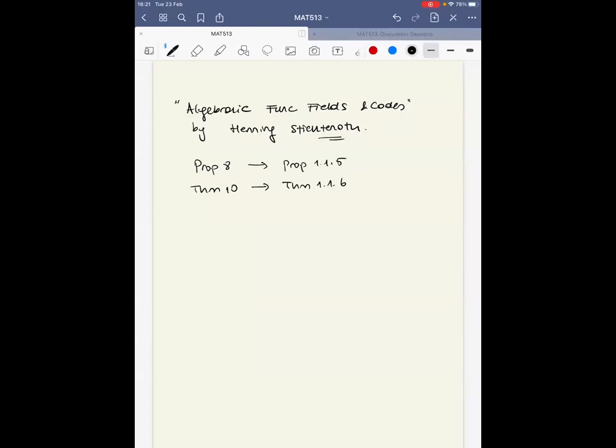Hello again. First, I want to change the enumeration I used before for propositions and theorems in order to be consistent with the enumeration in the book on the theory written by Henning Stichtenoth. And by proposition 8 and theorem 10, what I wanted to say is proposition 115 and theorem 116 from this resource, and I will continue to follow the enumeration from this book.